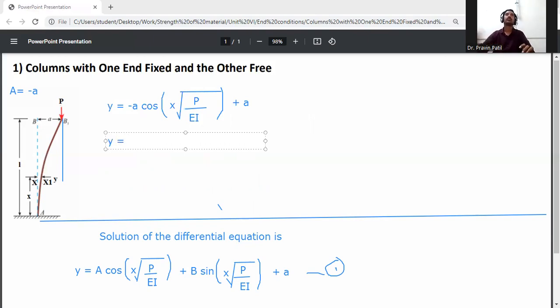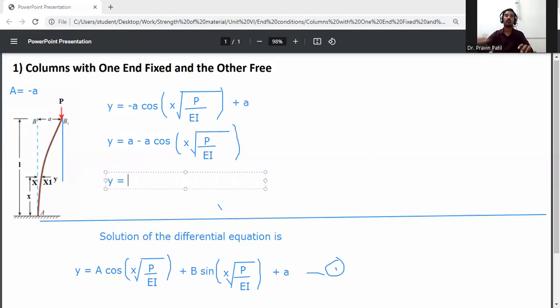y is equal to a minus a cos in bracket x root of p by a, bracket close. Take a common.